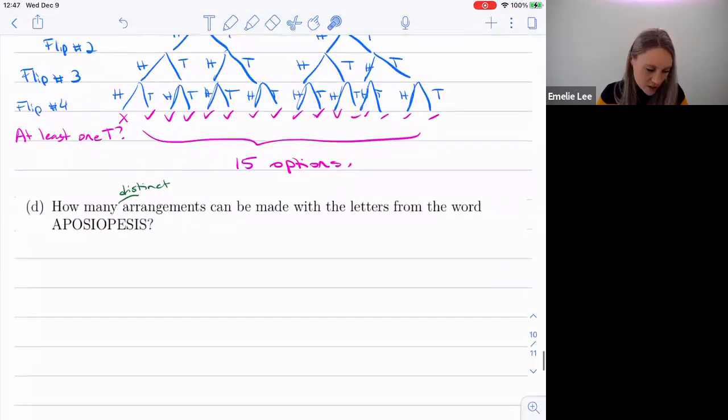So how many distinct arrangements can we make? Remember these ones? First, you count how many letters there are. It doesn't matter how many duplicates. So we have 1, 2, 3, 4, 5, 6, 7, 8, 9, 10, 11 letters, not distinct.